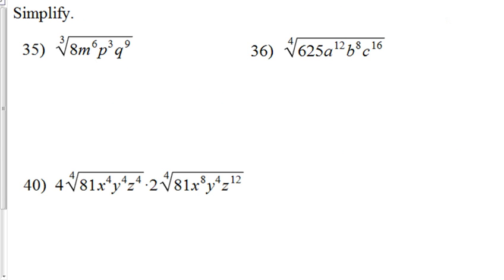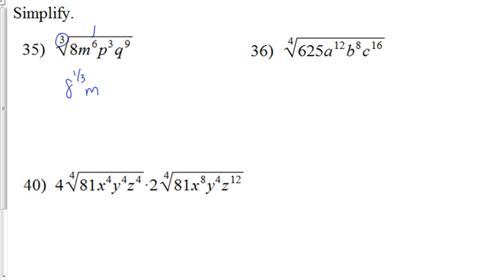Let's move to the radicals. These end up being pretty easy if you understand the exponent properties. Remember, this is the third root. So third root, the root goes on the bottom. So if we spread that out to all of them, it's 8 to the 1/3 power.